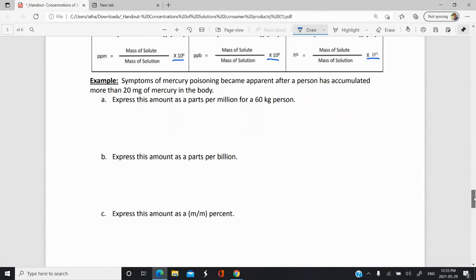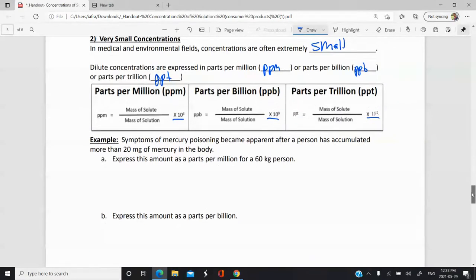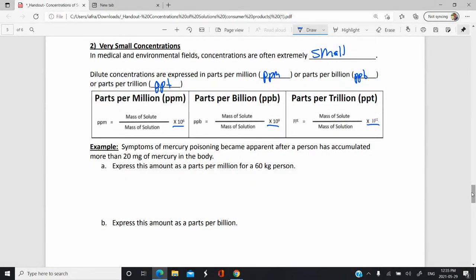So let's go ahead and try our first example for ppm out. Symptoms of mercury poisoning become apparent after a person has accumulated more than 20 milligrams of mercury in the body. Express this amount as parts per million for a 60 kilogram person. So the 60 kilogram person, that's our solution. This is our solution here.